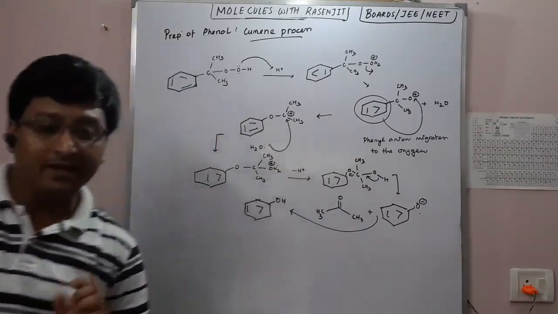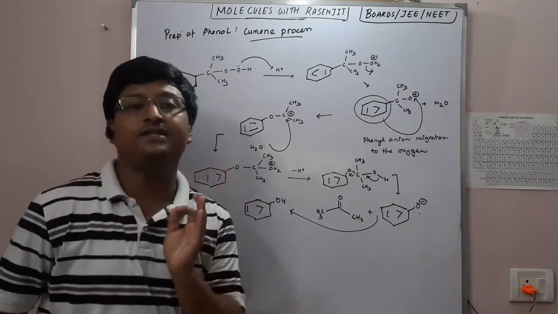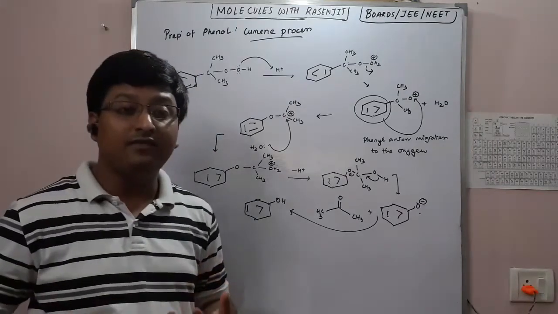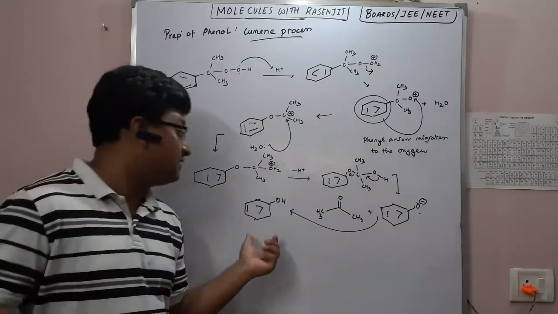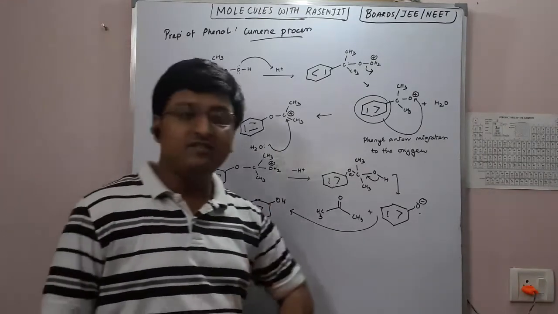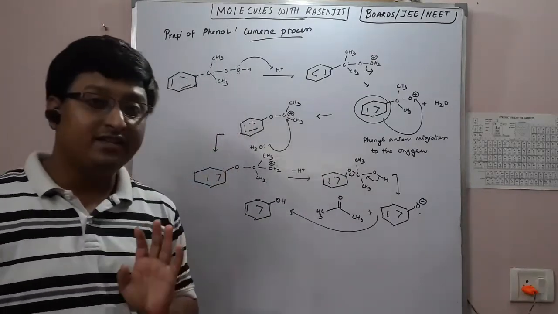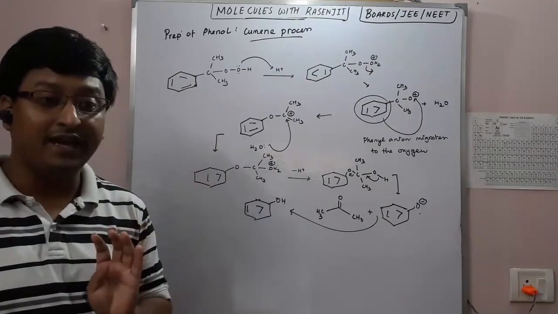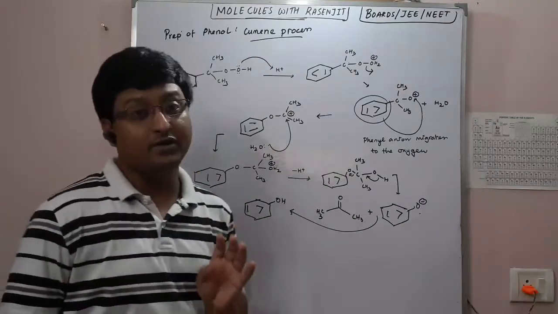So this is a very beautiful reaction where from two or three inexpensive materials, you are making something very useful or valuable, such as phenol and acetone. And it is a very cheap method for the preparation of phenol, and that makes this reaction so important. So this was the reaction mechanism of the cumene process for the preparation of phenol.